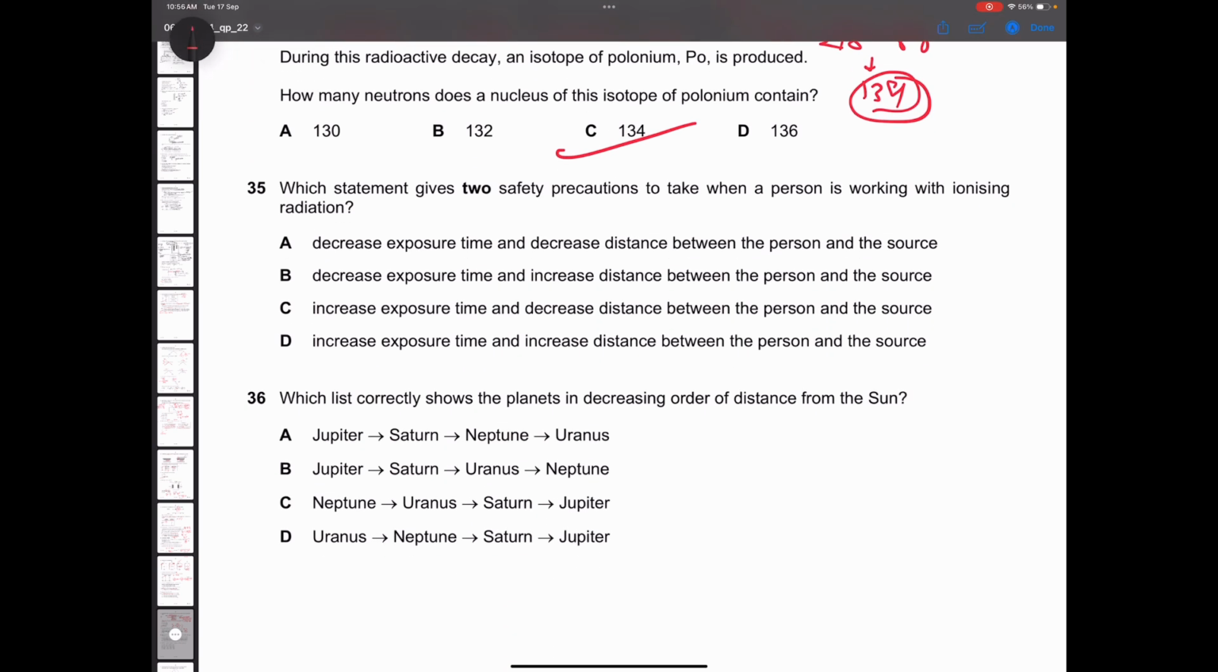Which statement gives two safety precautions to take when a person is working with ionizing radiation? So we should limit the exposure as much as possible and we should be far away from it as much as possible. So decrease the exposure time and increase the distance. Yes, this is correct. Option number B.